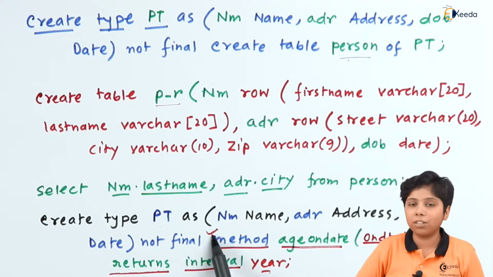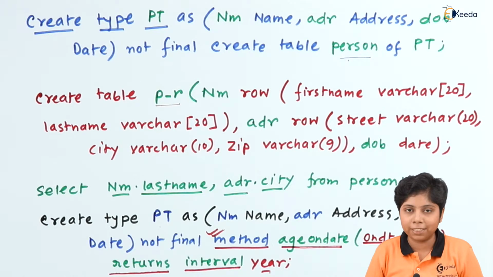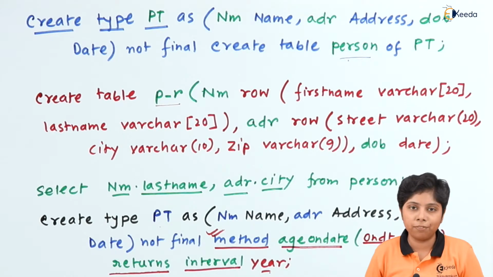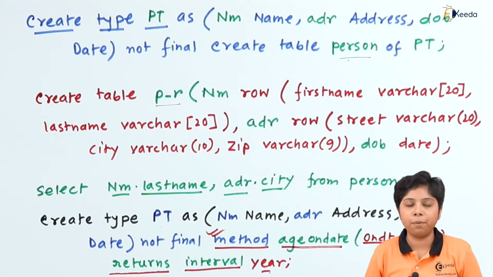Now see, this is not the definition of the function or method. This is only the prototype or a declaration of the method. Now we will explicitly define the function outside the person type or PT.